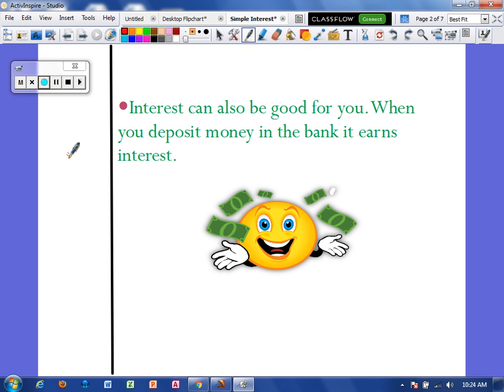Now, interest is not always a bad thing. It can also be good for you. Let's say you deposit money into a savings account. A savings account can earn interest, so that's a percentage of what you have in that account, and you're going to get a little bit of money each year. If you have annual interest, or if you have monthly interest, you could be getting a little bit more each month.